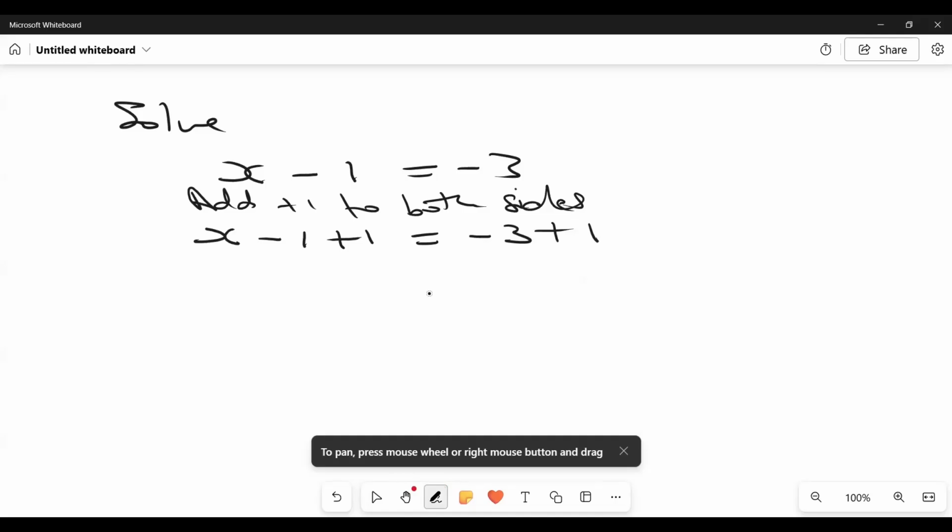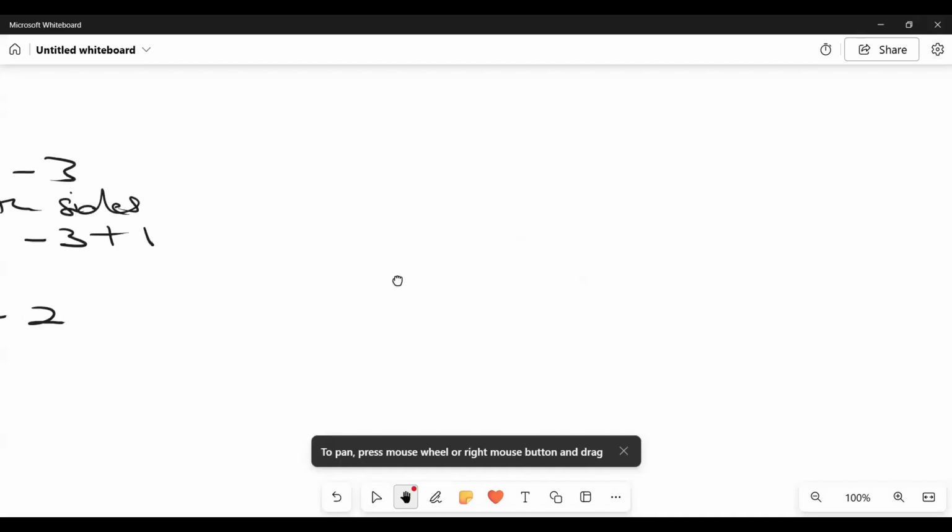So we end up with, well, these two are going to become 0 and x equal minus 2. Easy, right? Pretty easy, sir.